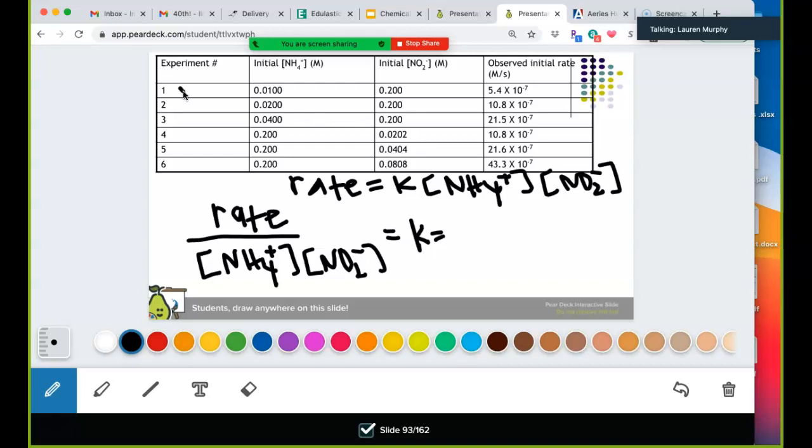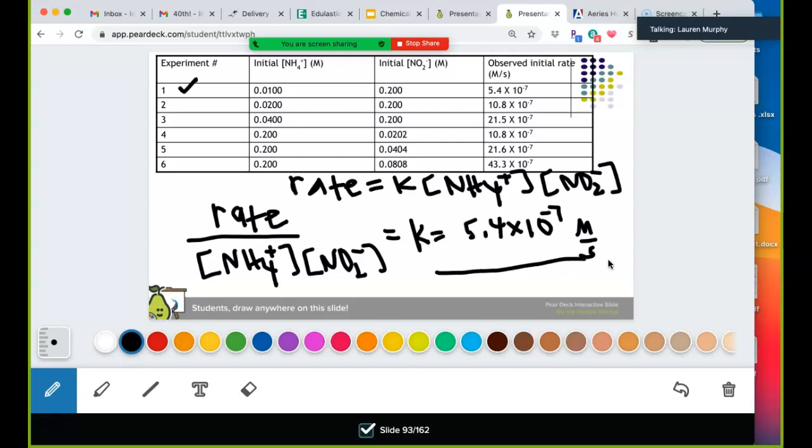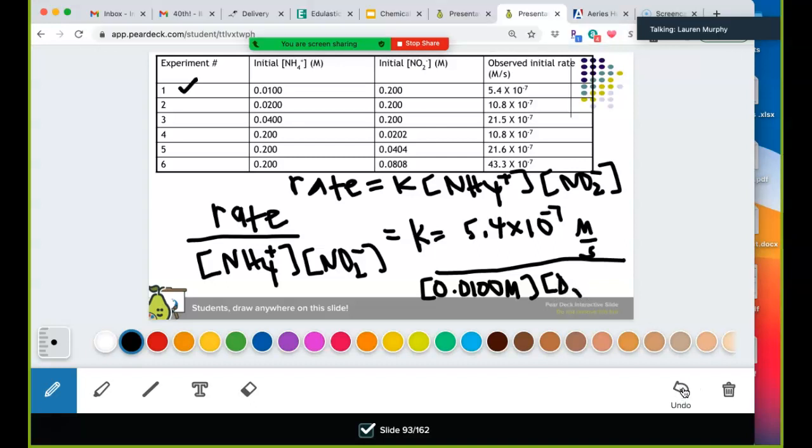So James picked experiment 1, so we're just going to plug all of this in. The rate for experiment 1 that goes on the top is 5.4 times 10 to the negative 7th. Then again, the units are molarity per second, divided by the concentration of ammonium for experiment 1, 0.0100 molar. And the concentration of nitrite for experiment 1, 0.200 molar.